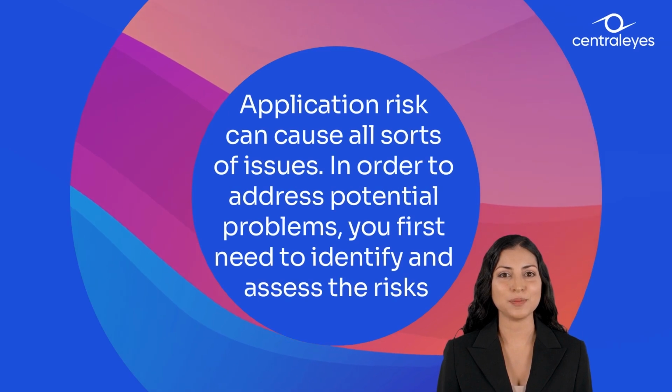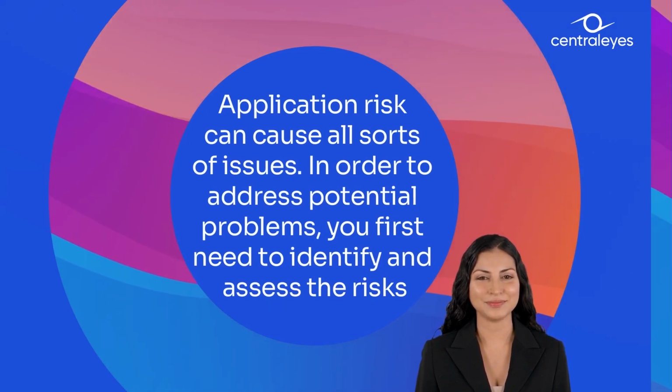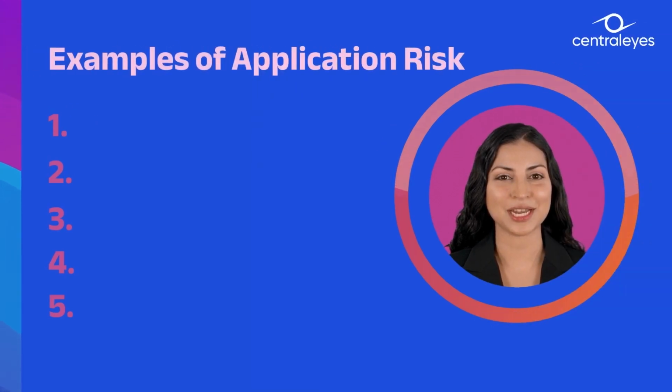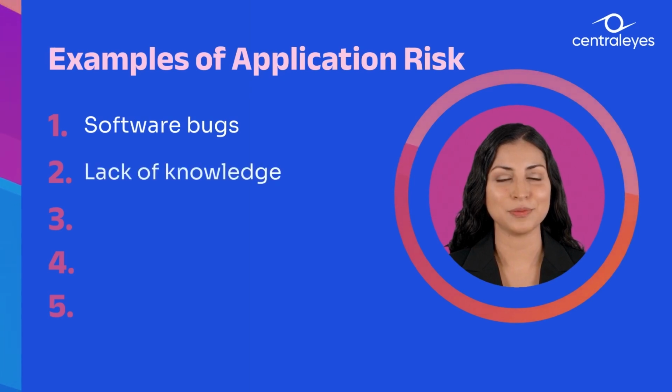But to address potential problems in software use, you first need a way to identify and assess the risks. There are many factors that contribute to an application's risk rating. Some of the risks companies face today include software bugs. Application instability is the most well-known type of risk. Teams that lack the knowledge to fully use an application can also be a risk factor.